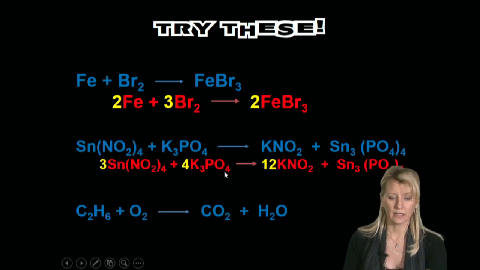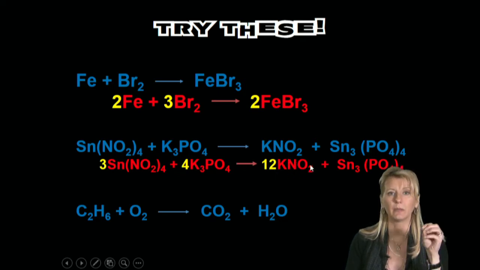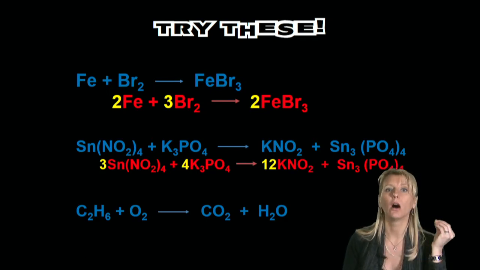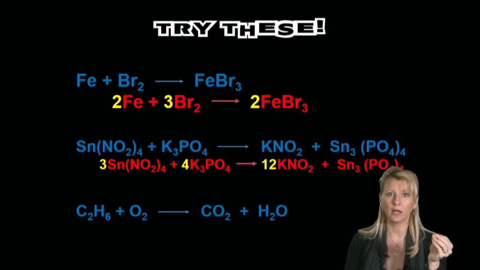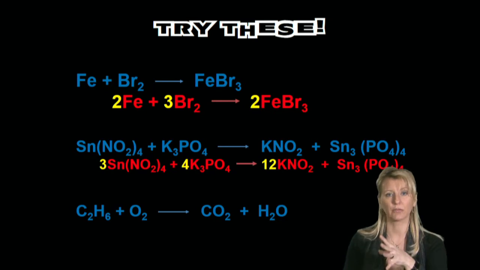So there's my 4, there's my 12. We didn't have to do anything to this one. So here I put the 12 here, that was the last thing I showed you. That means I have now 12 NO2. Remember, it's a polyatomic ion. Have your sheet in front of you always. Always have that sheet in front of you, because if you're not going to memorize the polyatomic ions, you need to know them and have something to refer to.